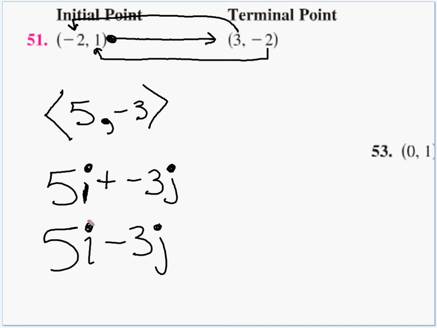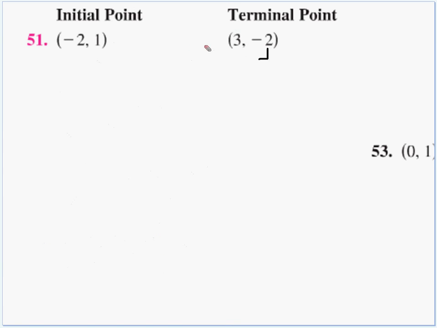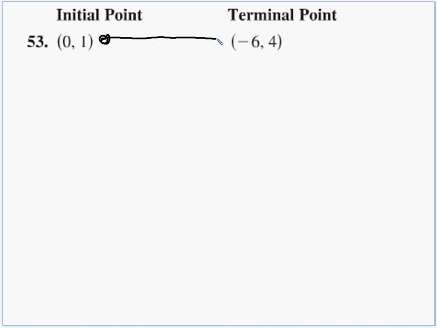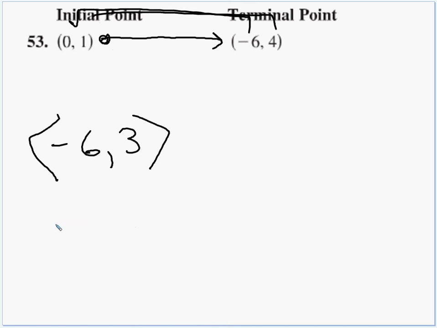And remember, this i is not the same as the imaginary component i. That's a different animal. Okay, initial point to terminal. So terminal minus initial, negative 6 minus 0 is negative 6. 4 minus 1 is 3. So that'll be negative 6i plus 3j.